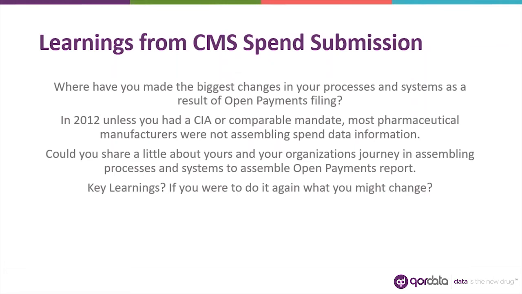So panelists, the next question that I have is again around spend submission, and from that standpoint, if you could share, where have you had the biggest changes in your organization and processes as the Open Payments data collection process came about. I think this process started in 2012. I know that the first submission was a little later, but initially that's when the regulation came about. So unless organizations had experience with CIA or comparable mandate, most manufacturers were not assembling spend data at the level of detail that CMS has since required. So if you could share what type of changes your organization experienced to get this process going, what was the journey like in assembling the process and systems, and also key learnings as these process changes came about.